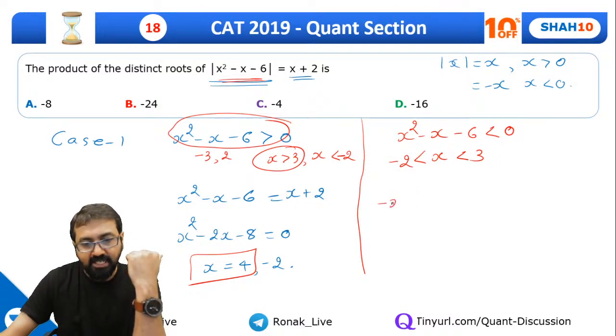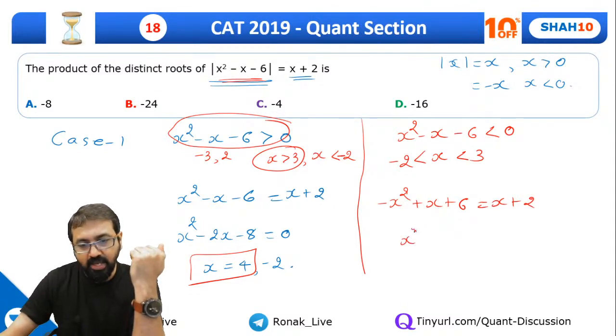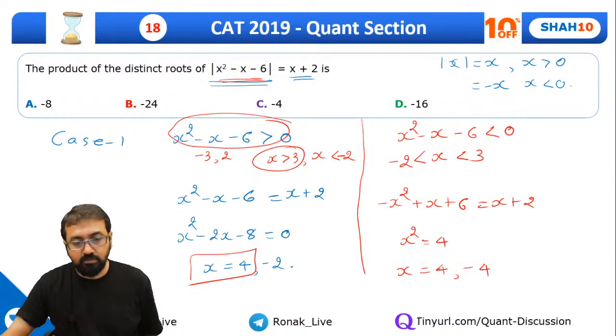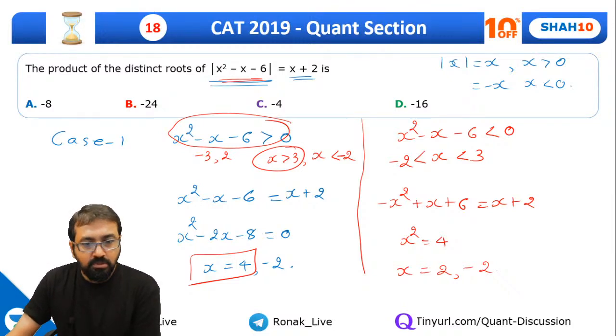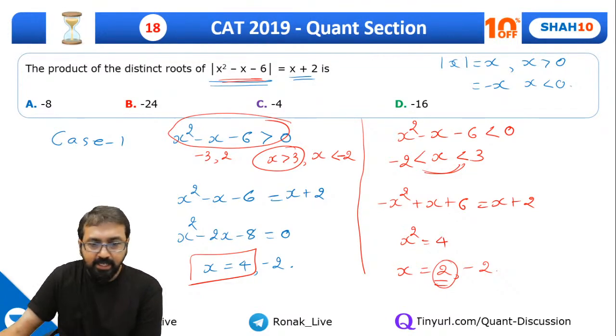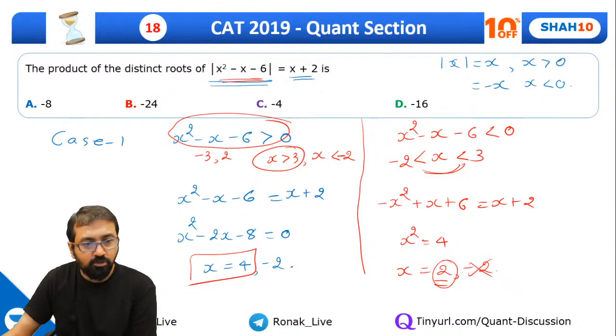I'll get minus x square plus x plus 6 equal to x plus 2, or I'll get x square equal to 4. So x will be equal to 2 or minus 2. Yep. So x equal to 2 is valid because in this range this value is coming, and this minus 2 is not valid. So what will be your answer?